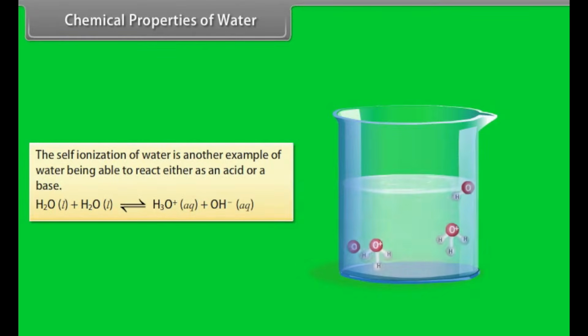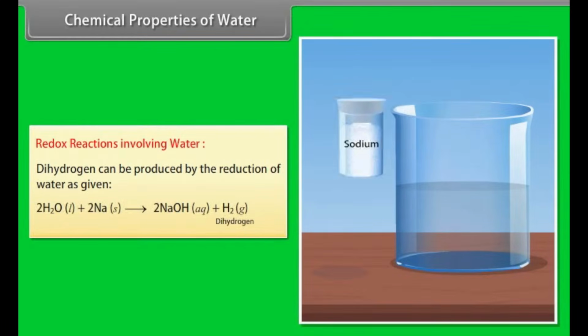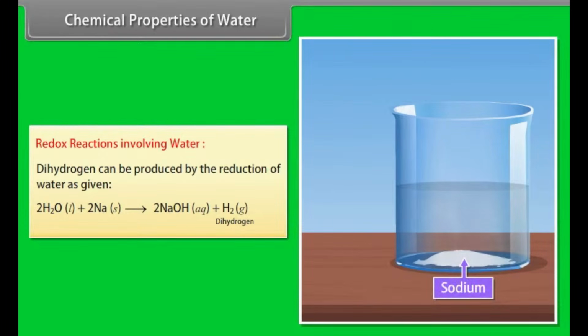or a base. Redox reactions involving water. Dihydrogen can be produced by the reduction of water as given.